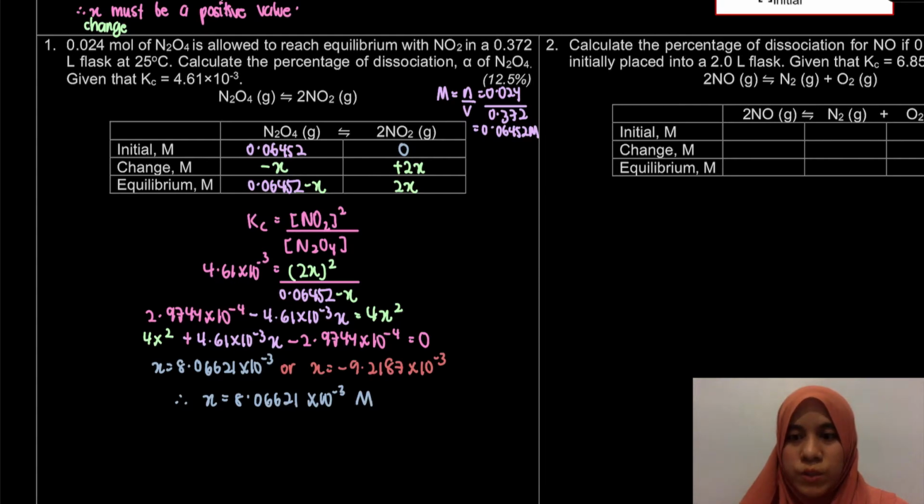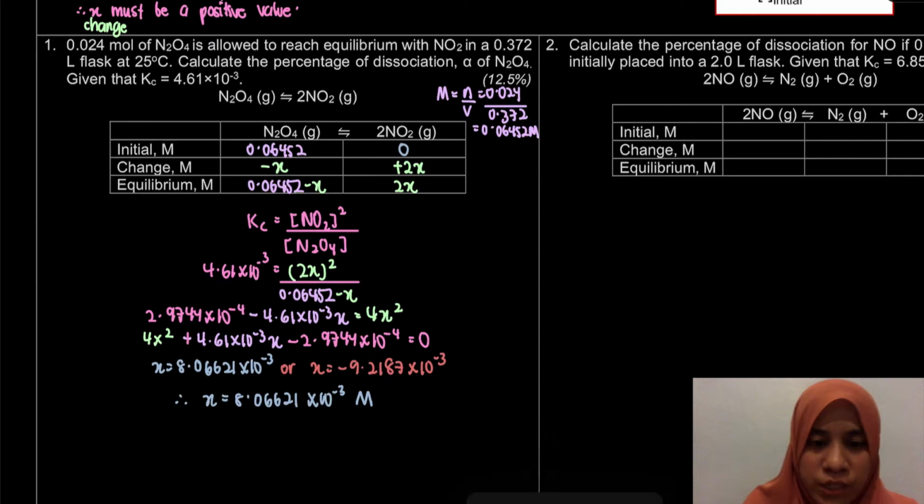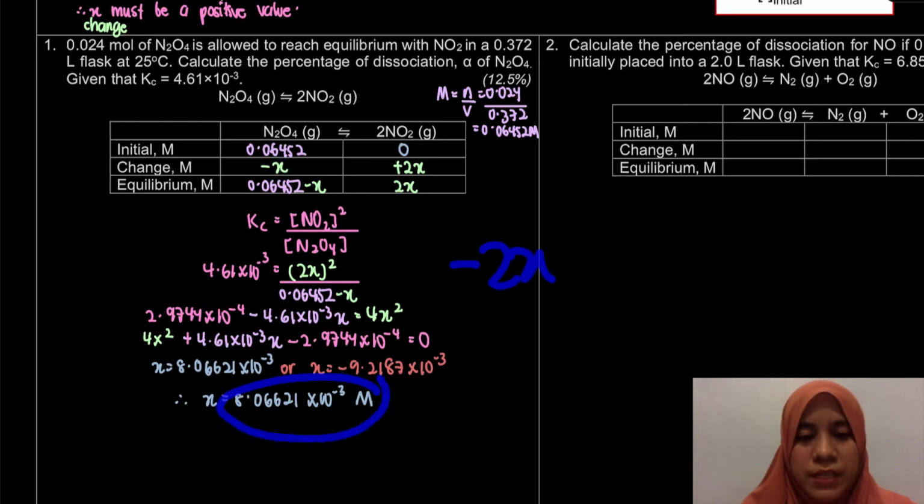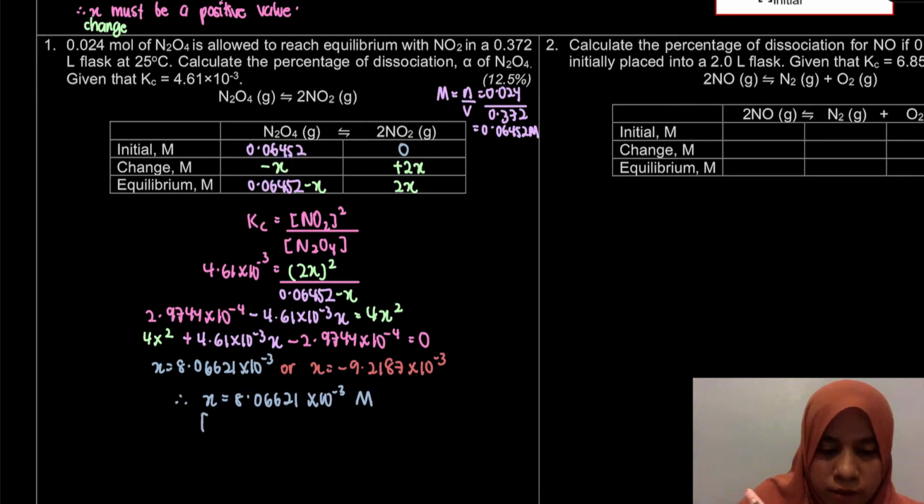So make sure that in this case, the change for the reactant is minus X. If it were minus 2X, we would have to multiply this by 2. But this is minus X, so we can directly take it. The change in concentration is this value. Okay, so copy it here.